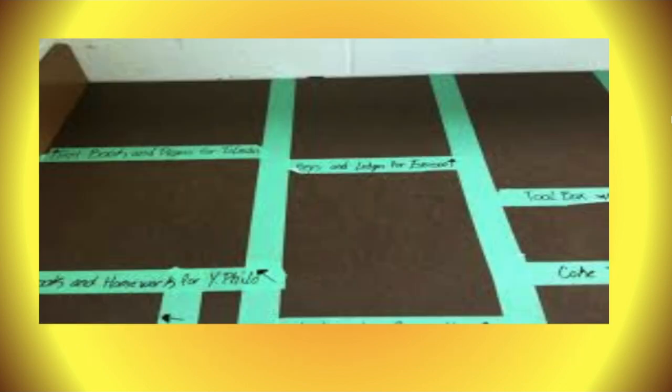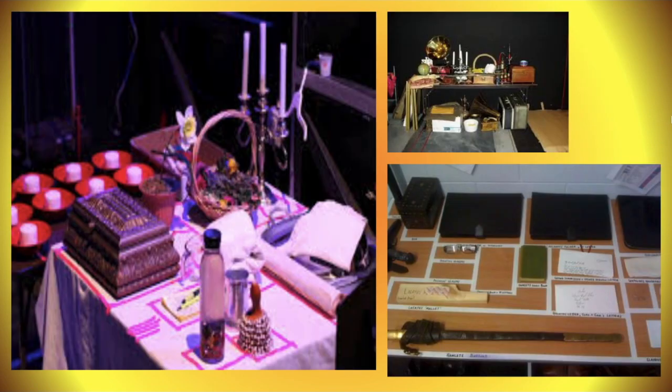As you can see here, this would be a prop table without any props on it. But you can see it has been taped off into squares and rectangles. And then it's labeled with whatever specific prop needs to go where. Again, here are some examples of props and prop tables.